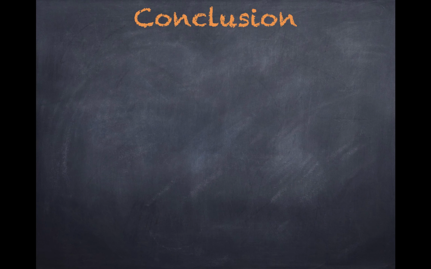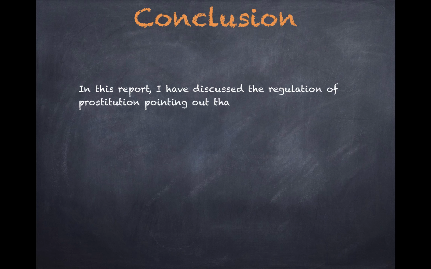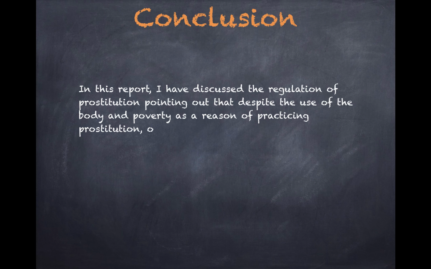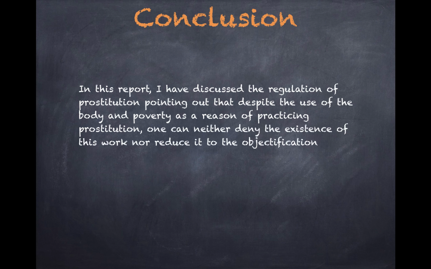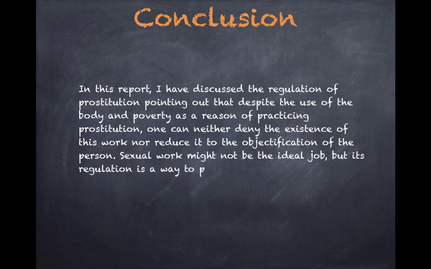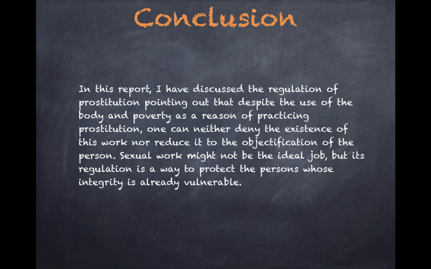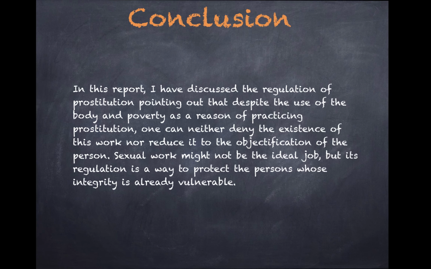In this report, I have discussed the regulation of prostitution, pointing out that despite the use of the body and poverty as a reason of practicing prostitution, one can neither deny the existence of this work nor reduce it to the objectification of the person. Sexual work might not be the ideal job, but its regulation is a way to protect the persons whose integrity is already vulnerable. And there it is.